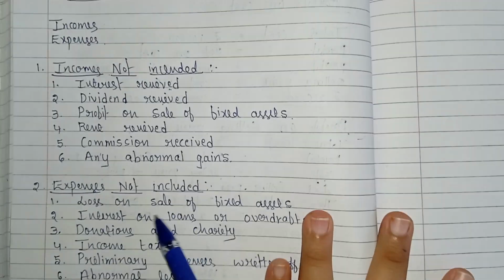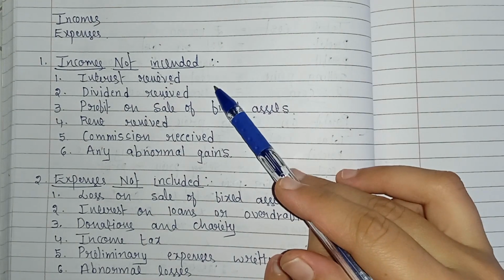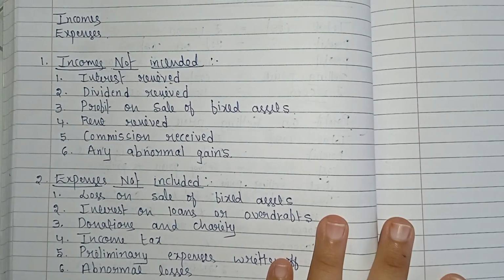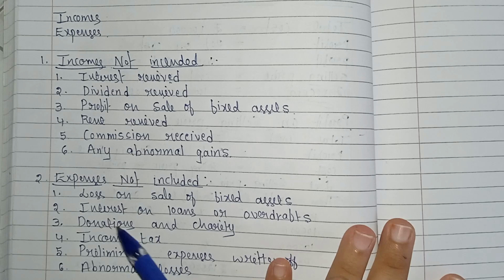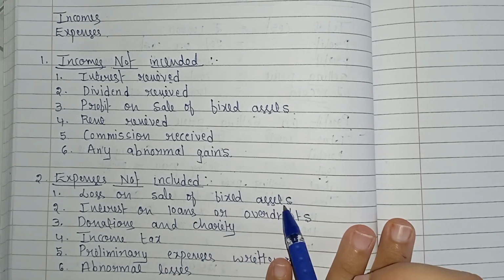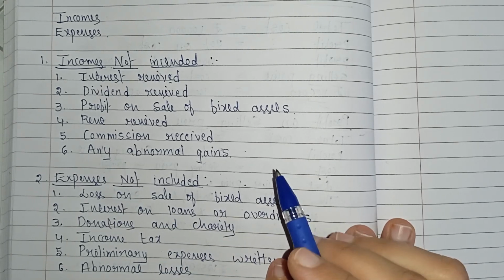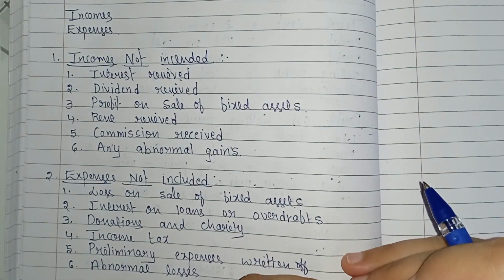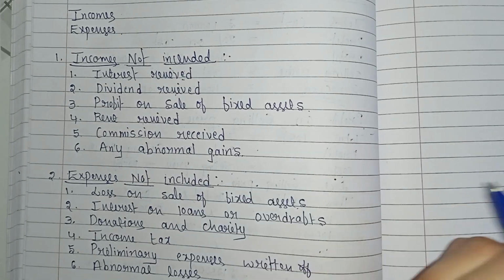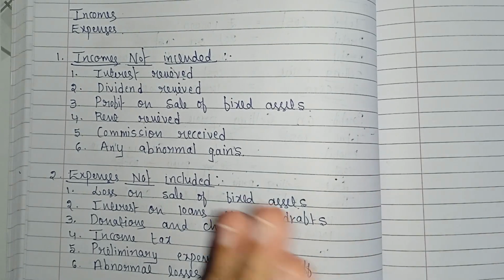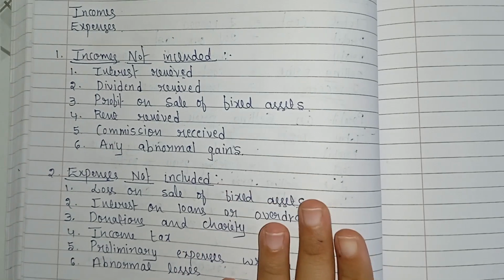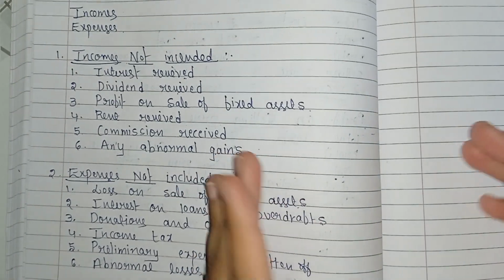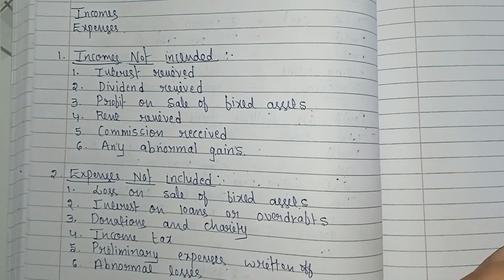Now let's see the expenses that are not included. When we prepare the cost sheet, these expenses are not included. Clear? The first one is loss on sale of fixed assets. It means the business sells an asset for less than its book value. Profit means more than book value; here loss means less than its book value. So it is a capital loss, not related to the production process, and it is not included in the cost sheet.